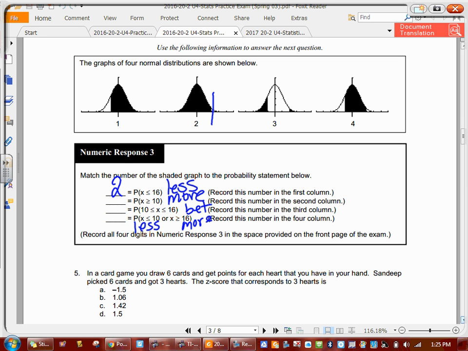Number 1. Good. Which one shows something shaded in between? 4 does. And then the last one, number 3, shows something shaded less than here and more than here. Okay, so that's how you would read those.